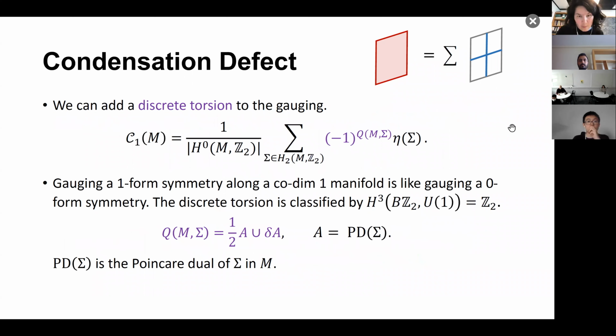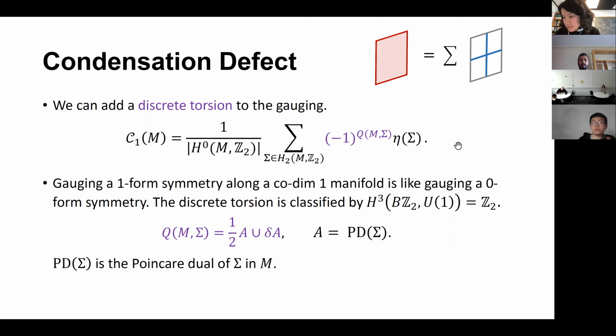Okay, so let me continue. As I said, there are multiple condensation defects, and the way to think about that is that we can introduce discrete torsions to this gauging. When we gauge a one-form symmetry along a codimension-one manifold, it is like gauging a zero-form symmetry. This is because a one-form symmetry is generated by surfaces, and if we insert surfaces on a codimension-one manifold, it is like talking about surfaces in a 2+1d QFT. And the surface in 2+1d will generate a zero-form symmetry instead of a one-form symmetry.